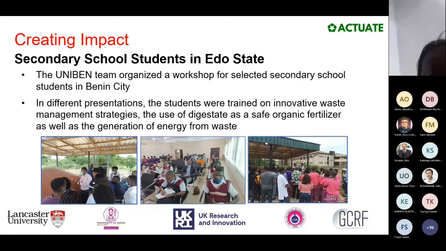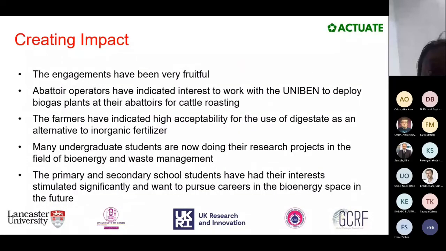Then, of course, secondary school students, even primary school students, as well as undergraduate students, we have been having a whole lot of engagement with them, because we think that in order for us to have a paradigm shift, to have a change in mindset, it has to start from the younger generation. And we have done a lot of demonstrations with them, and we have had very profitable responses from them. So all of these engagements have been very, very impactful.